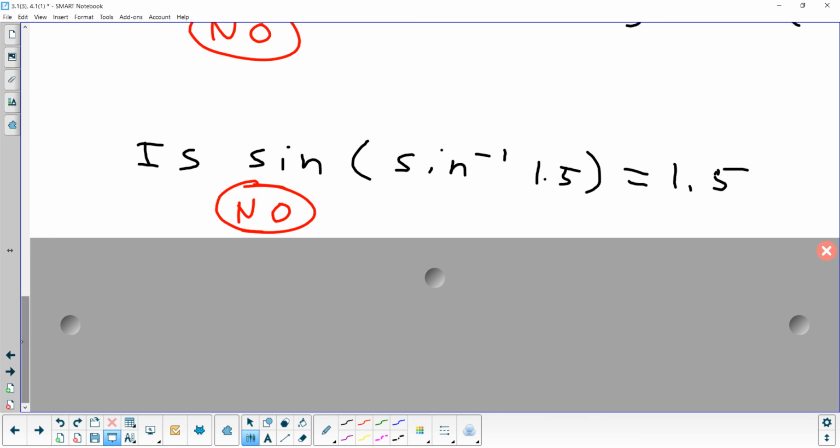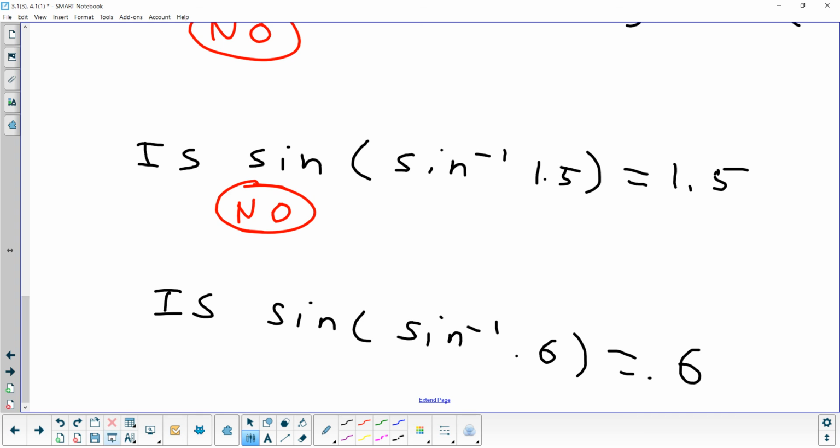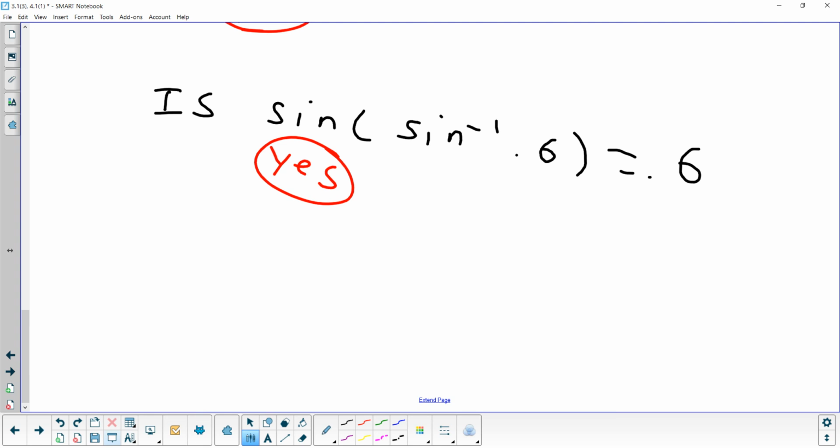All right, let's try one more. Same setup as the one above it. Inverse is on the inside. This time I'm plugging in 0.6. So Katrina, would that one work? Yes. We're supposed to be between negative 1 and 1. 0.6 is definitely between those two numbers. So this one is yes. Okay. Any question on that?